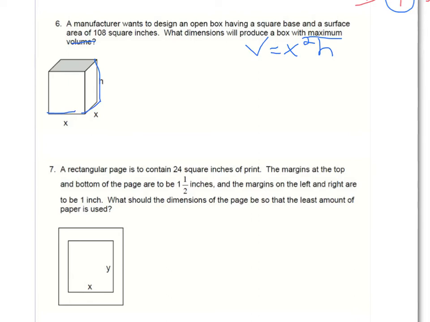So then surface area, it's open on the top. So the surface area is 108. I'm going to have one base of x squared in the bottom. And then this front side is x by h, and there's 4 of them.